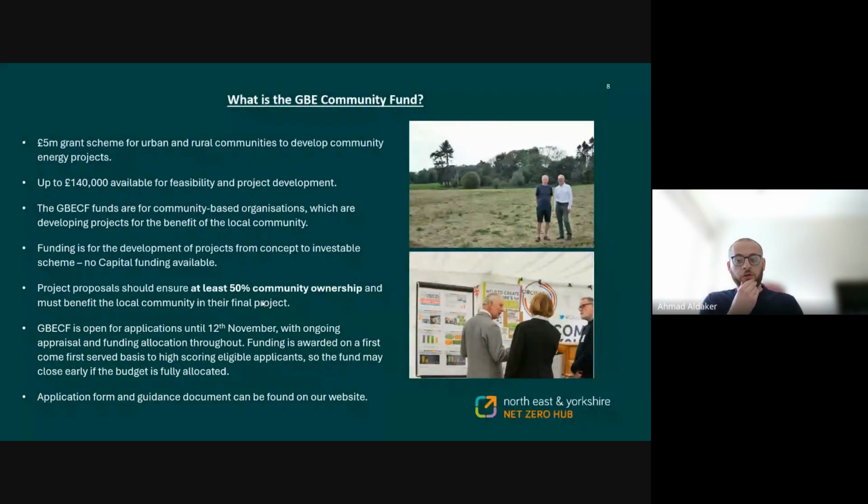A quick overview of the Great British Energy Community Fund, a mouthful. This has replaced the Community Energy Fund, and they are responsible for the funding of community energy projects. They provide grants for urban and rural communities to develop low carbon energy projects. This funding is available at different stages of the project, whether you're looking to undertake a feasibility study or have an investment grade scheme, or both. Applications are open until the 12th of November this year, and funding is awarded on a first come, first served basis. So if you are going to apply, I would suggest applying as soon as possible.